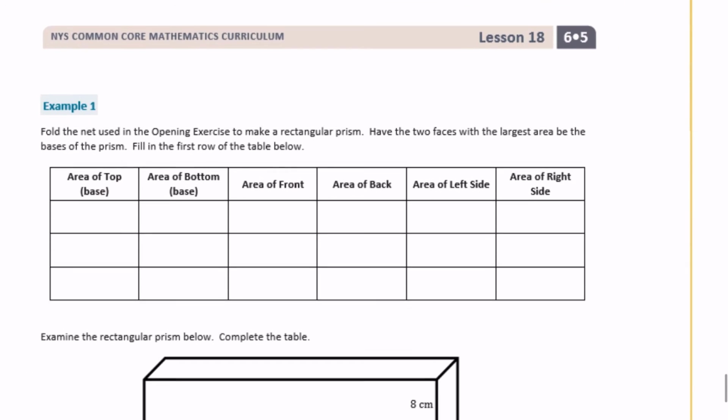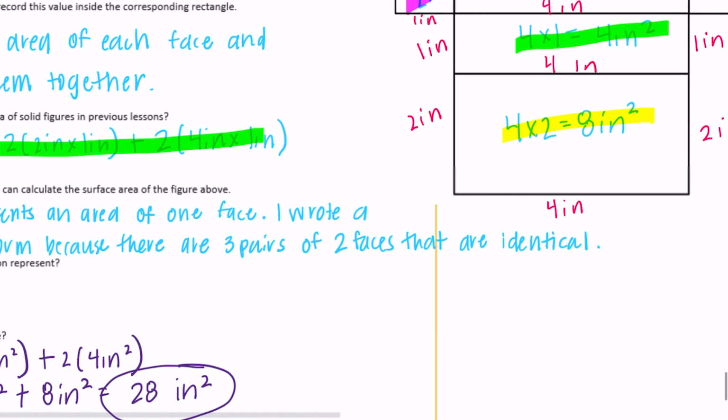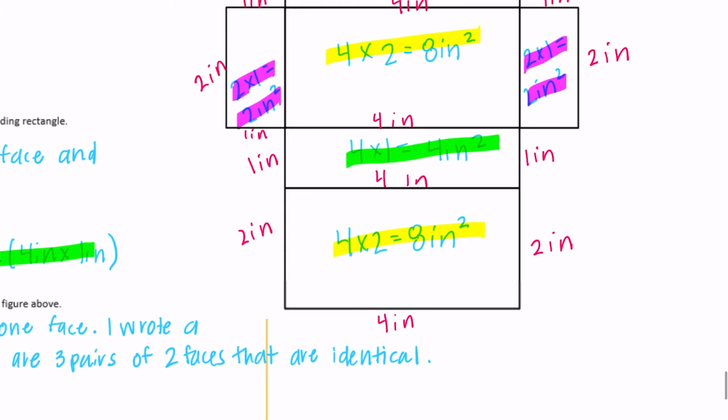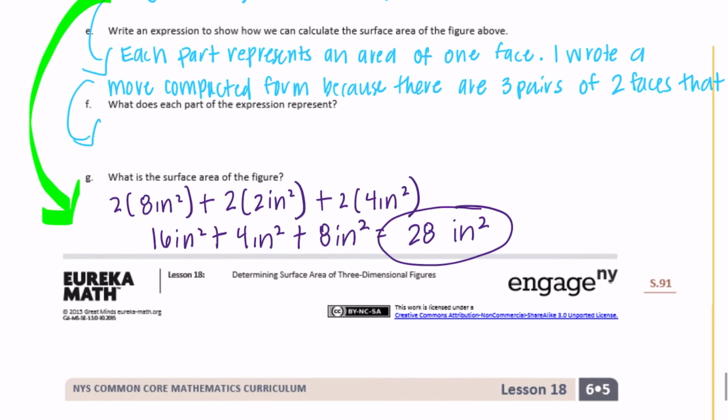And then have the 2 faces with the largest area be the bases of the prism. Fill in the first row of the table. So it wants the 2 largest ones to be the bases. So the ones I highlighted in yellow that are 8 inches squared, they're the largest. So those are going to be our bases.